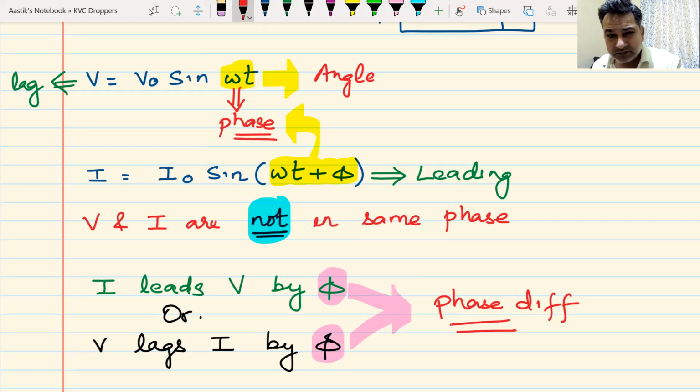Who is lagging, who is leading, that is the problem with AC. In DC, everything is together. Current is together, voltage is together, all together. But in AC, the problem is that we have leading and lagging.